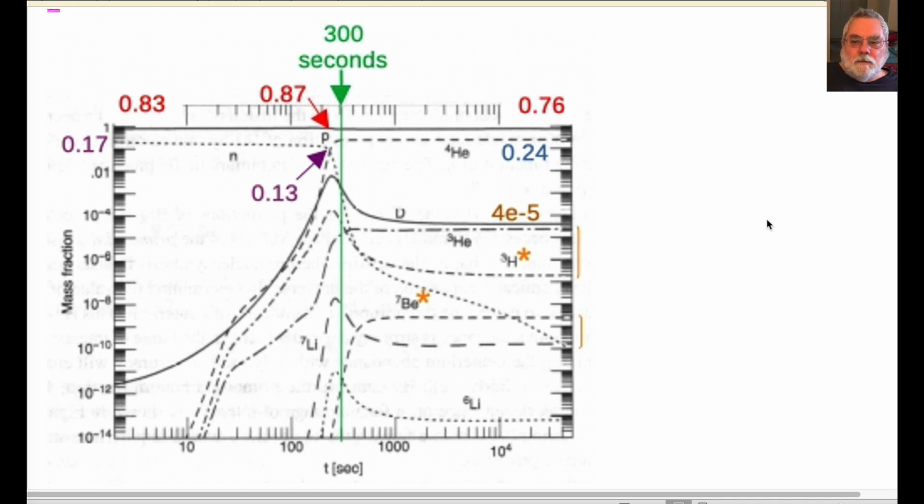A neutron is electrically neutral, and it readily binds with a proton via the strong nuclear force to form deuterium, hydrogen-2, one proton and one neutron. The binding energy of deuterium is 2.22 million electron volts. Loosely bound for a nucleus. This fusion step to form deuterium does not require the high temperatures of the cores of stars because there's no Coulomb repulsion between a proton and a neutron.